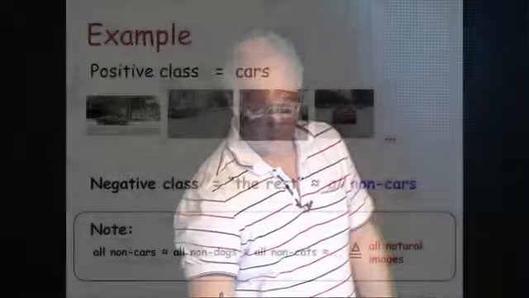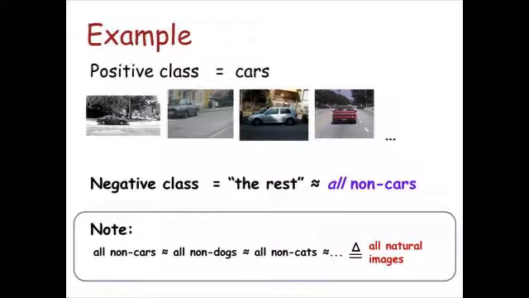So you have a positive class, for example, cars, and the negative class is the rest. Now, the rest is all non-cars. But basically, all non-cars is all non-dogs and all non-cats. I mean, they're all almost the same. If you look at all the images which are non-cars and non-cats, they're almost exactly the same, of course. There's like, I don't know, maybe 0.1% difference between these classes, right? And it's basically all natural images.